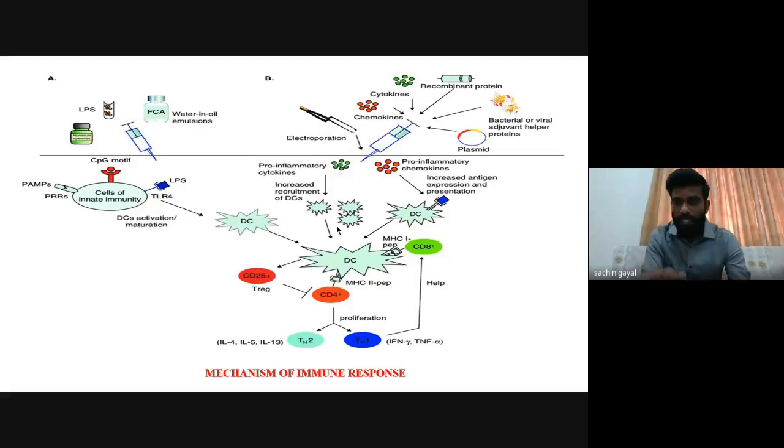We can see after injecting the recombinant protein or cytokines, in this also there is only one difference, that is the formation of pro-inflammatory cytokines and pro-inflammatory chemokines, which activate and mature the dendritic cell. And after that, there is an immune response produced, that is the TH1 and TH2.